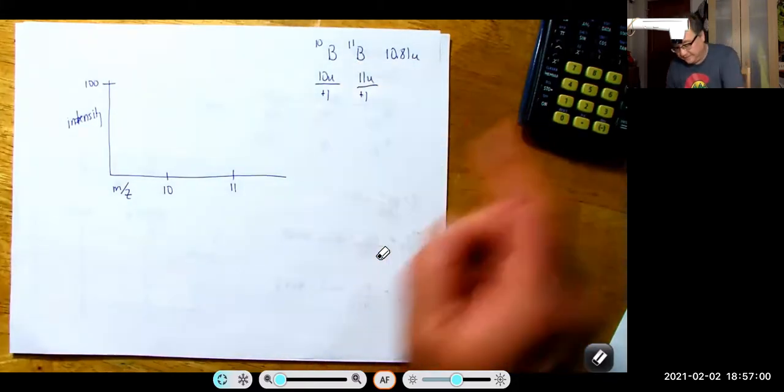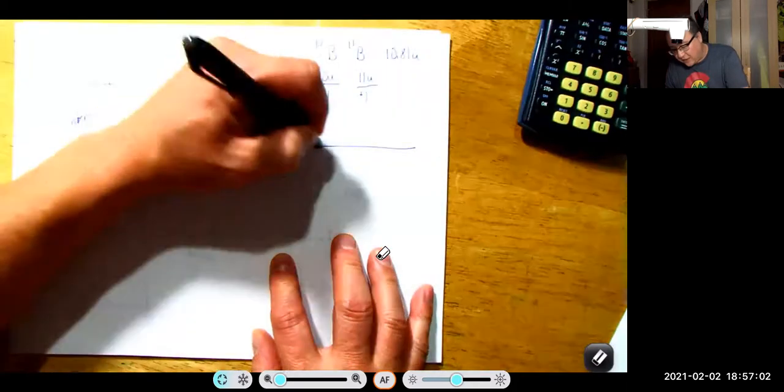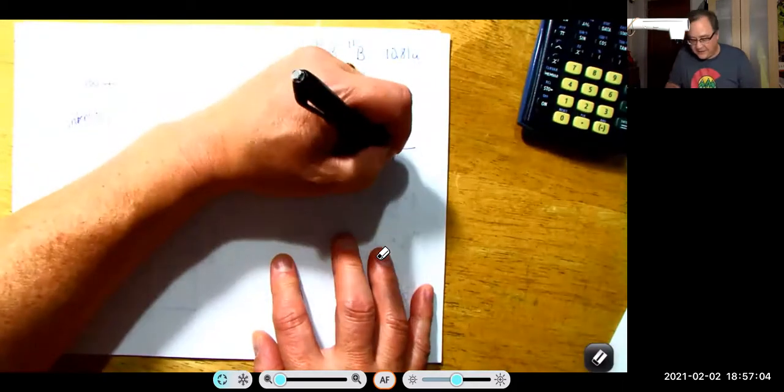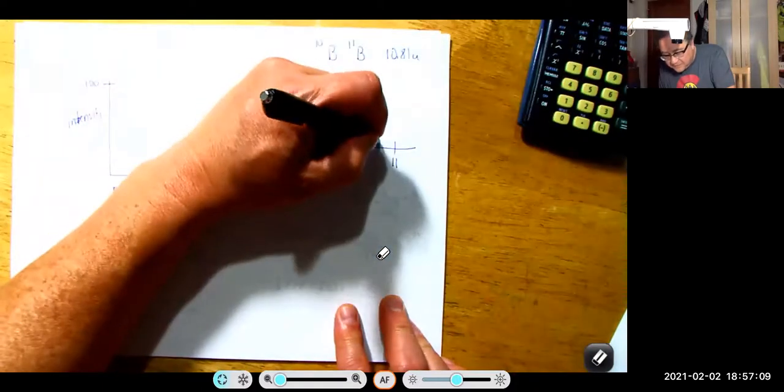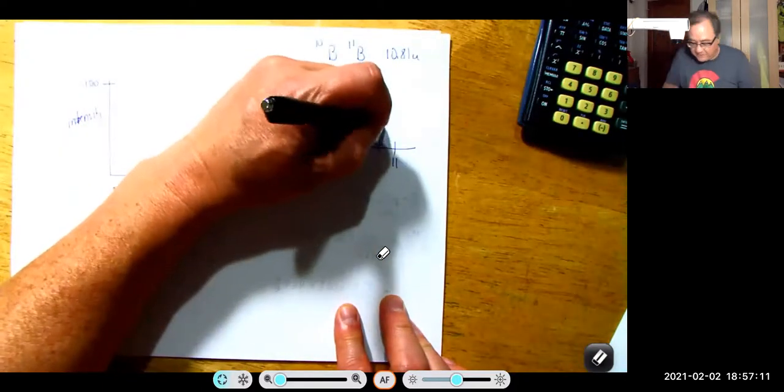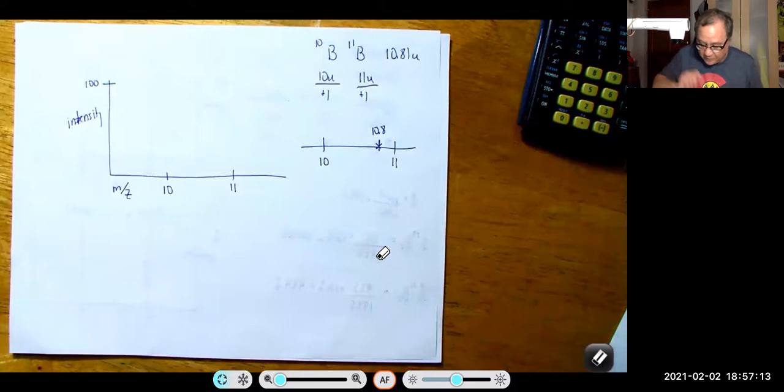I'll show you. This is what I call a number line. There's 10, there's 11. Where's 10.8? Right there. 10.8 is closer to 11, so you got more 11s.